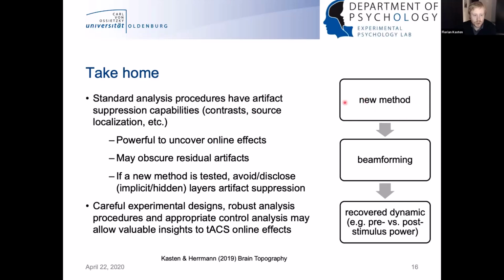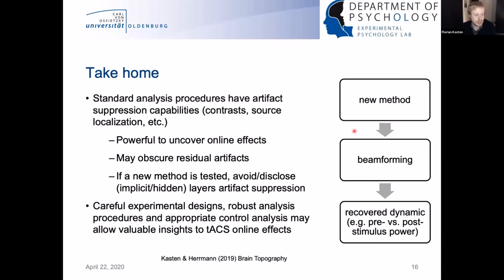So if you want to implement a new method and then evaluate it by showing that you can recover source reconstructed event-related brain dynamics, you actually apply two hidden or implicit layers of artifact suppression, and this result down here may look good, but it may not tell you too much about your primary method. It's fine to do this to show that it has a practical use, but I think it's still important to show data at this step.